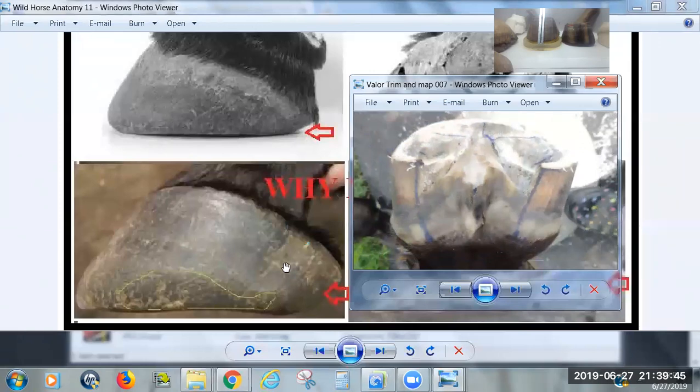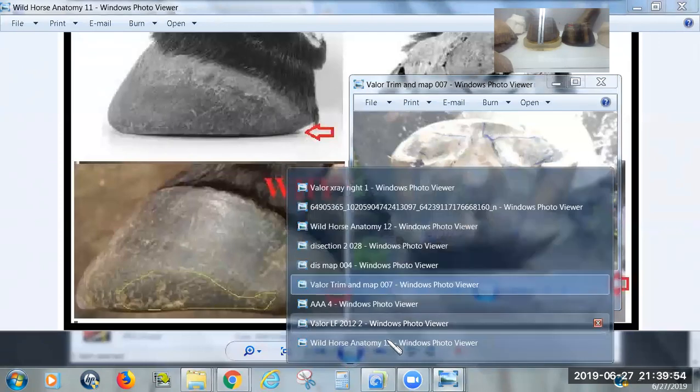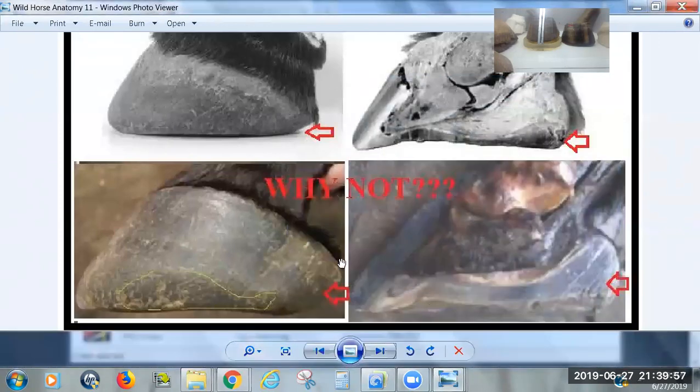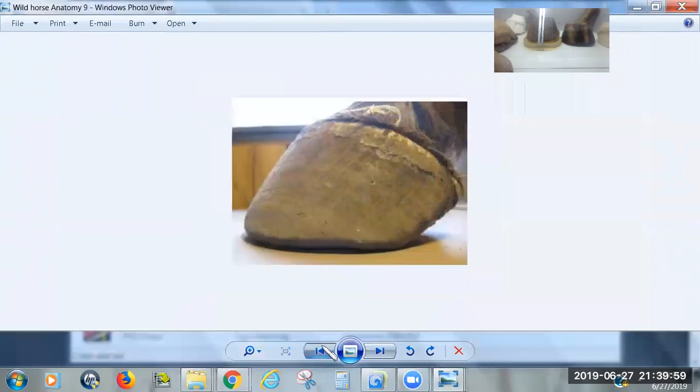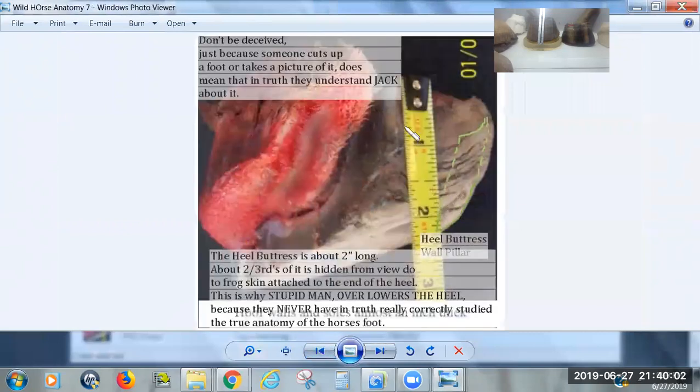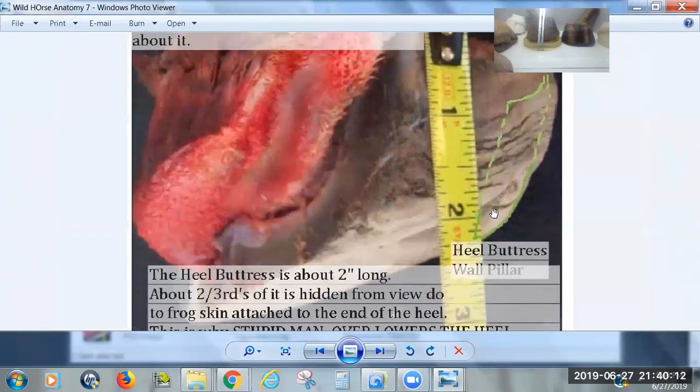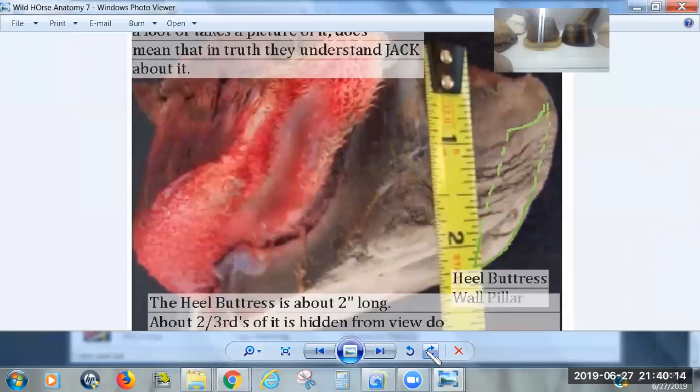They look at these wild horses and they say, oh, they have to have frog contact and they have low heels. Well, look at this horse here. If this wasn't off and all that, and we were just looking at the back of the foot, you would think this horse had a really low heel. See it right there? But he doesn't. He has the same heel my horse has. But the frog skin is stuck to the heel all the way down to the ground.